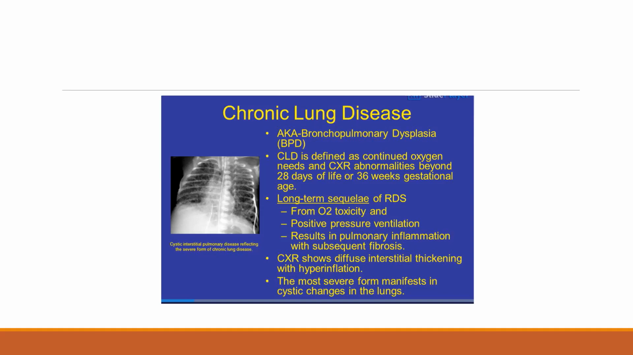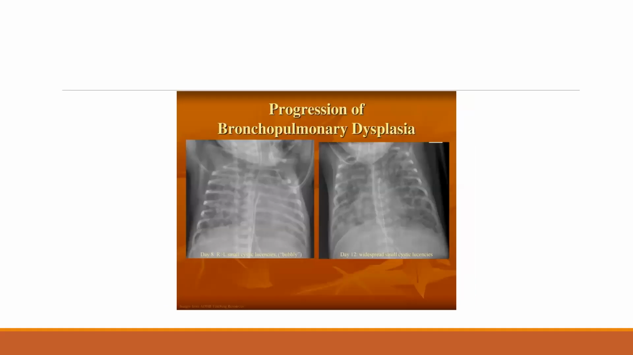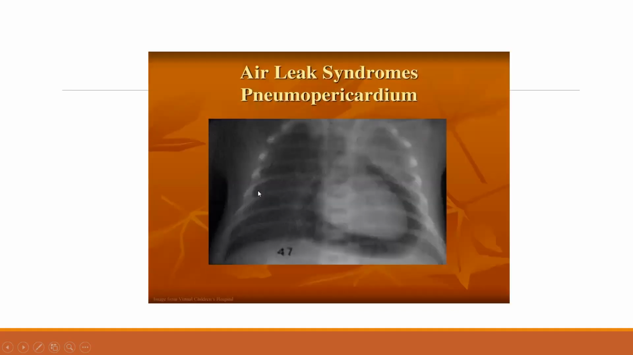Okay. So clinical knowledge is very important here. Bronchopulmonary dysplasia is initially like this, and after that it is improving. Small cystic lucency. Initially it is small cystic lucency, bubbly appearance.